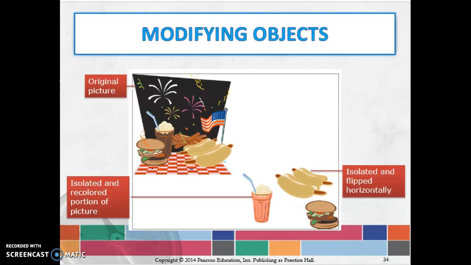As you can see on this one, they've done 3 different things. They took the hamburger and they just pulled it out of the picture. So here it is as a separate picture. They took the shake and pulled it out and they changed it. It went from chocolate to strawberry. And then they pulled the hot dogs out and they actually flipped the picture. So all of those things are different ways that you can modify an object.